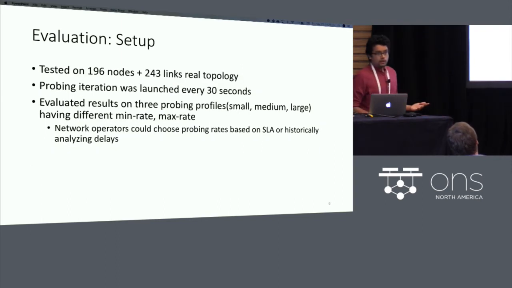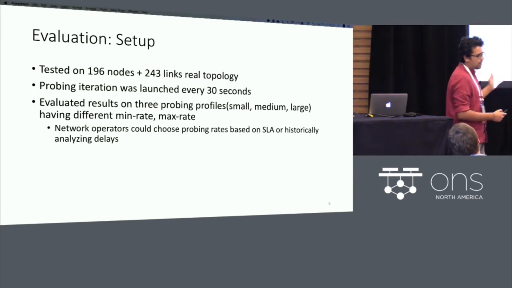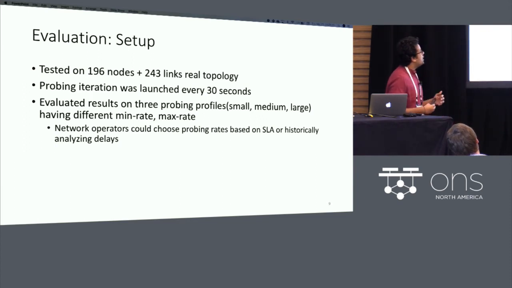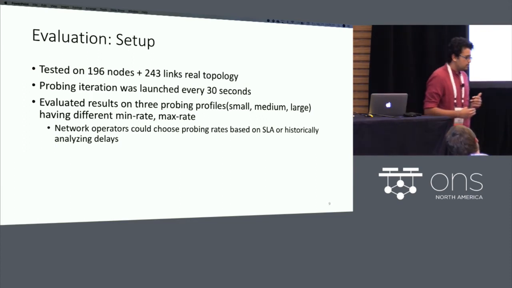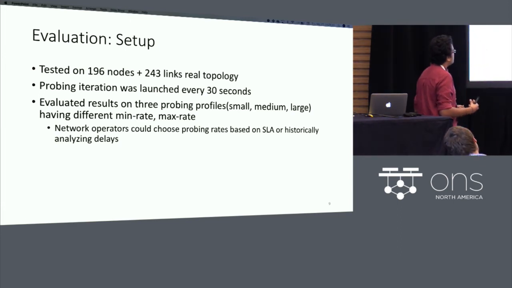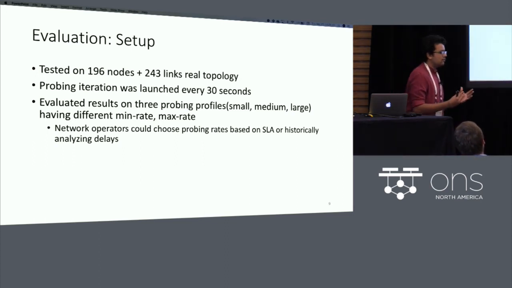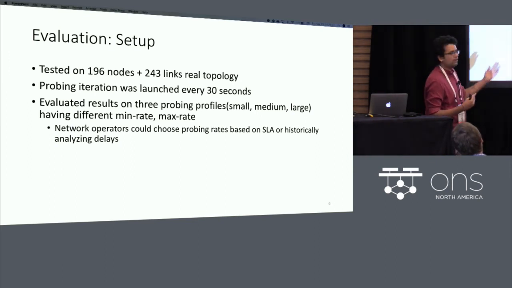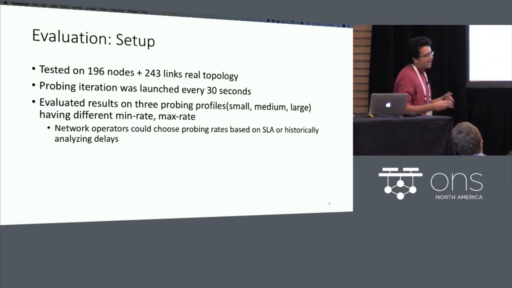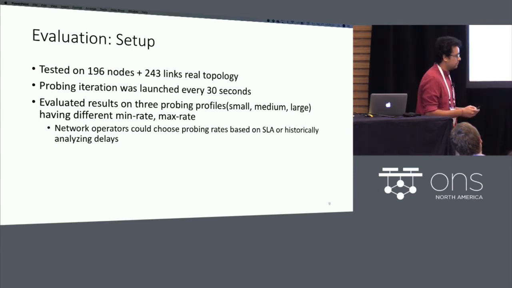So we evaluated SDProber in Mininet using a topology from Topology Zoo, which consists of about 196 nodes with 243 links. This is the largest topology which is available. And we initiate a probing iteration every 30 seconds. This means that SDProber recalibrates the weights every 30 seconds. We evaluated all three techniques using three different probing profiles, which is nothing but varying the lower bound and the upper bound, represented by min and max. And ideally, a network operator could choose a probing rate based on some historical measurements or based on certain SLA requirements for the customers.